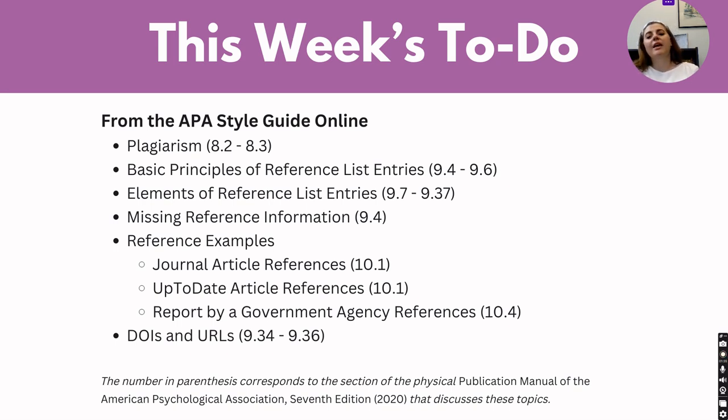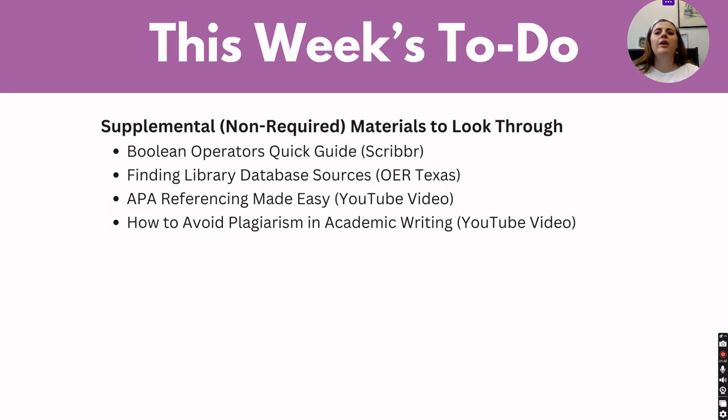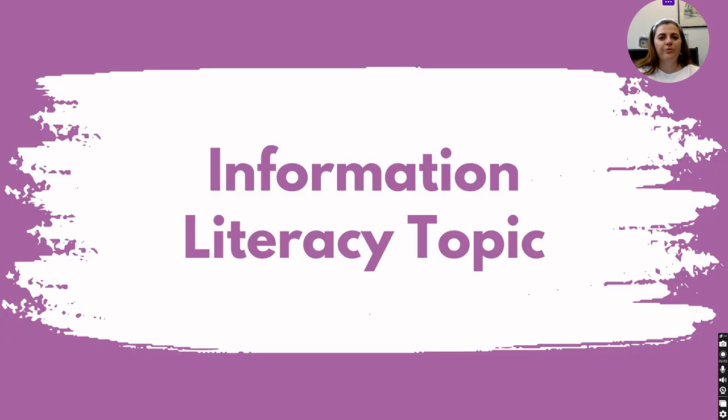So for plagiarism, it is in sections 8.2 to 8.3. So a few different options on how you guys want to approach this, but please make sure you're looking through the style guide. We also have some supplemental materials for you guys to look through. So we have the Boolean Operators Quick Guide from Scribner. We have Finding Library Database Sources from OER Texas. We have the APA Referencing Made Easy video and How to Avoid Plagiarism in Academic Writing video.